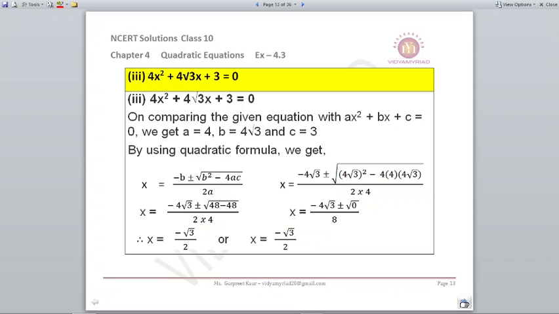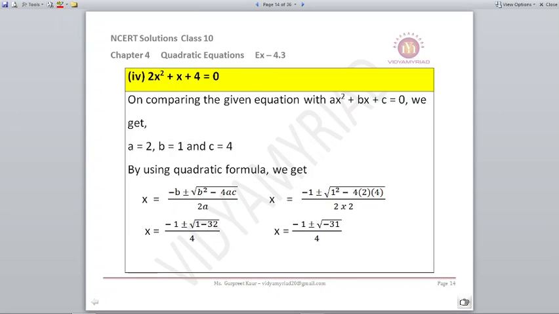4x square plus 4 root 3x plus 3 equal to 0. So a is 4, b is 4 root 3 and c is 3. So the formula is minus b plus minus square root of b square minus 4ac upon 2a. Your b is 4 root 3. So it is minus 4 root 3 plus minus square root of 48 minus 48 upon 8. So your answer is root 3 upon 2, because 48 minus 48 is 0. So you are left with two equal values of x, which is minus root 3 upon 2.